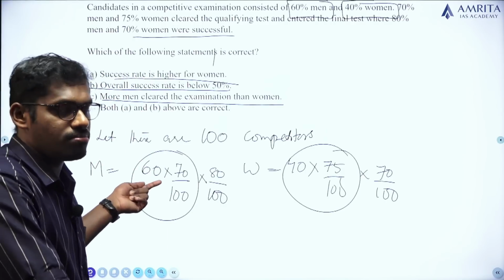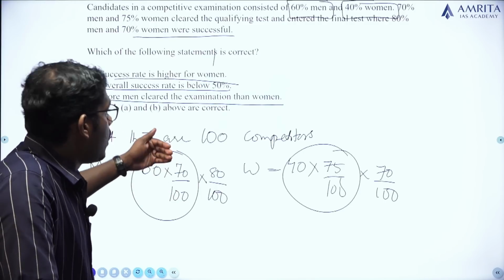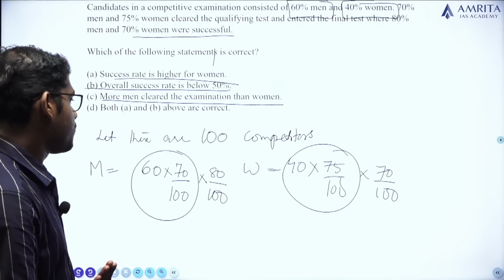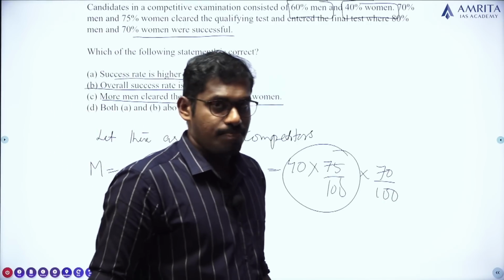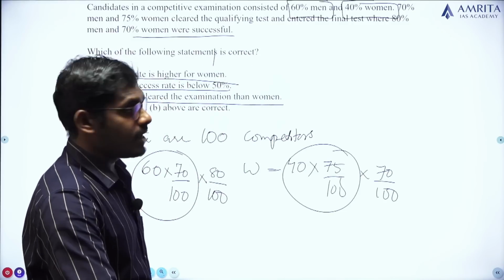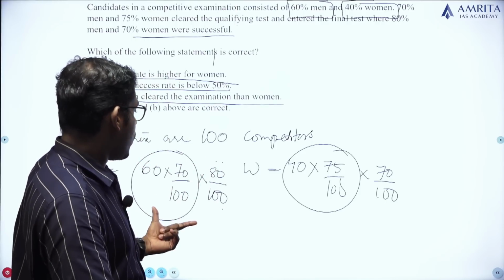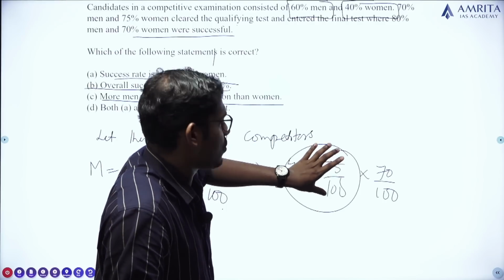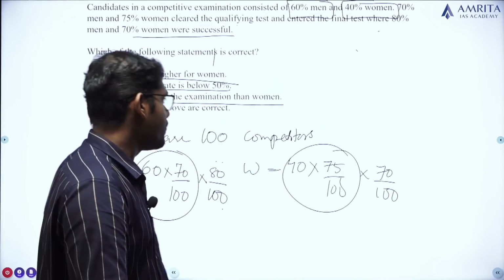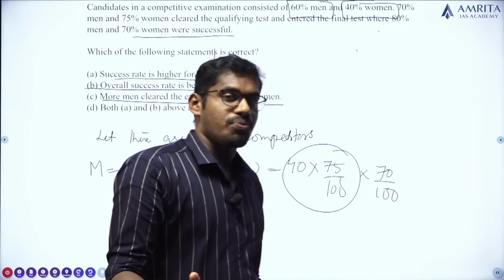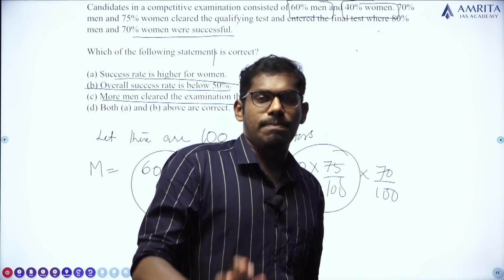So totally, actually there are 60 male candidates. Out of the 60, 70% of male clear the qualifying test, which means 70 by 100 into 60. Of these, 80% was successful. Clear? They qualified the test and entered the final test, where 80% of these male were successful. Of the women who entered the final test, 70% were successful. So we have to find whether there are more men than women, or more women than men, or whether the numbers are equal.